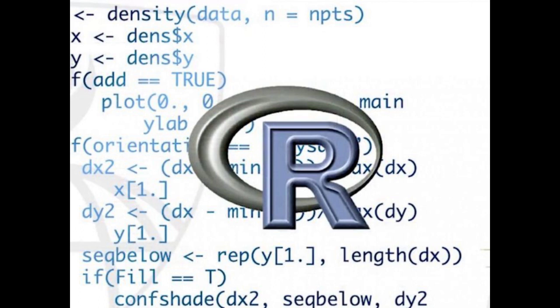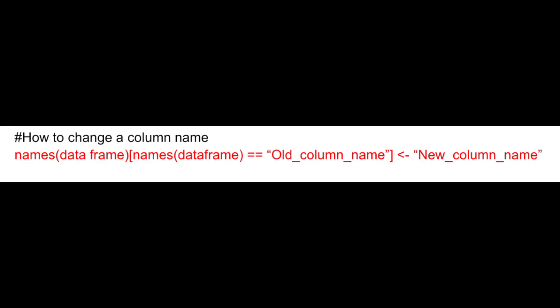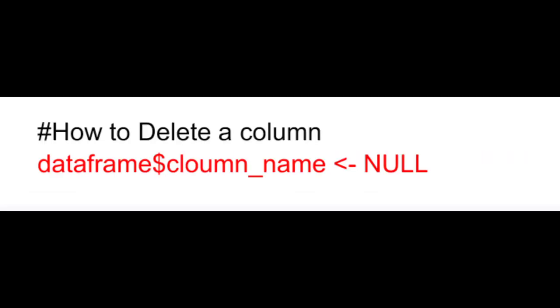As I've been saying in my videos, it is a very powerful programming language designed for purely statistical analysis. I want to show you how you can change a column name. To change a column name, you can use the colnames function or the names function. Enter the code, the data frame, names, data frame, and so on, and then you will have your column name changed using this code that is on your screen.